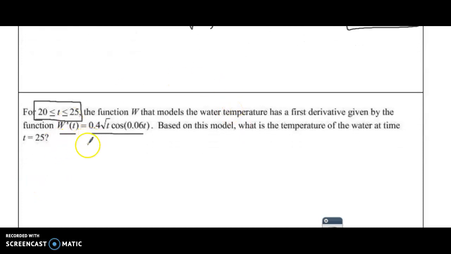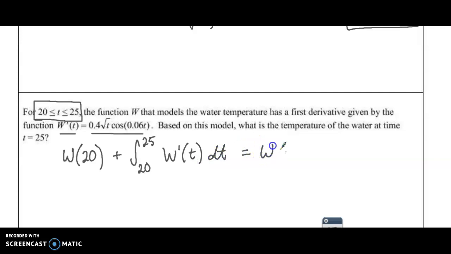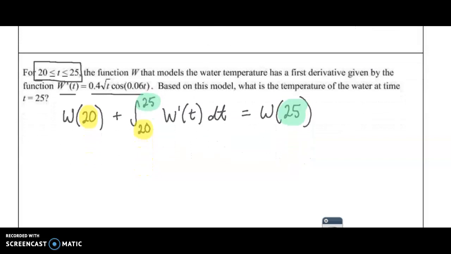Well, let's think of it this way: this is an accumulation problem where you can do W of 20, that's your initial condition, plus the integral from 20 to 25 of W prime of T dt, which will get me to W of 25. We've been doing this type of problem, so notice how some of the things I've been mentioning before are still happening, that these numbers have to match up in the right order to get us there. So why did I say this is a calculator-based problem?